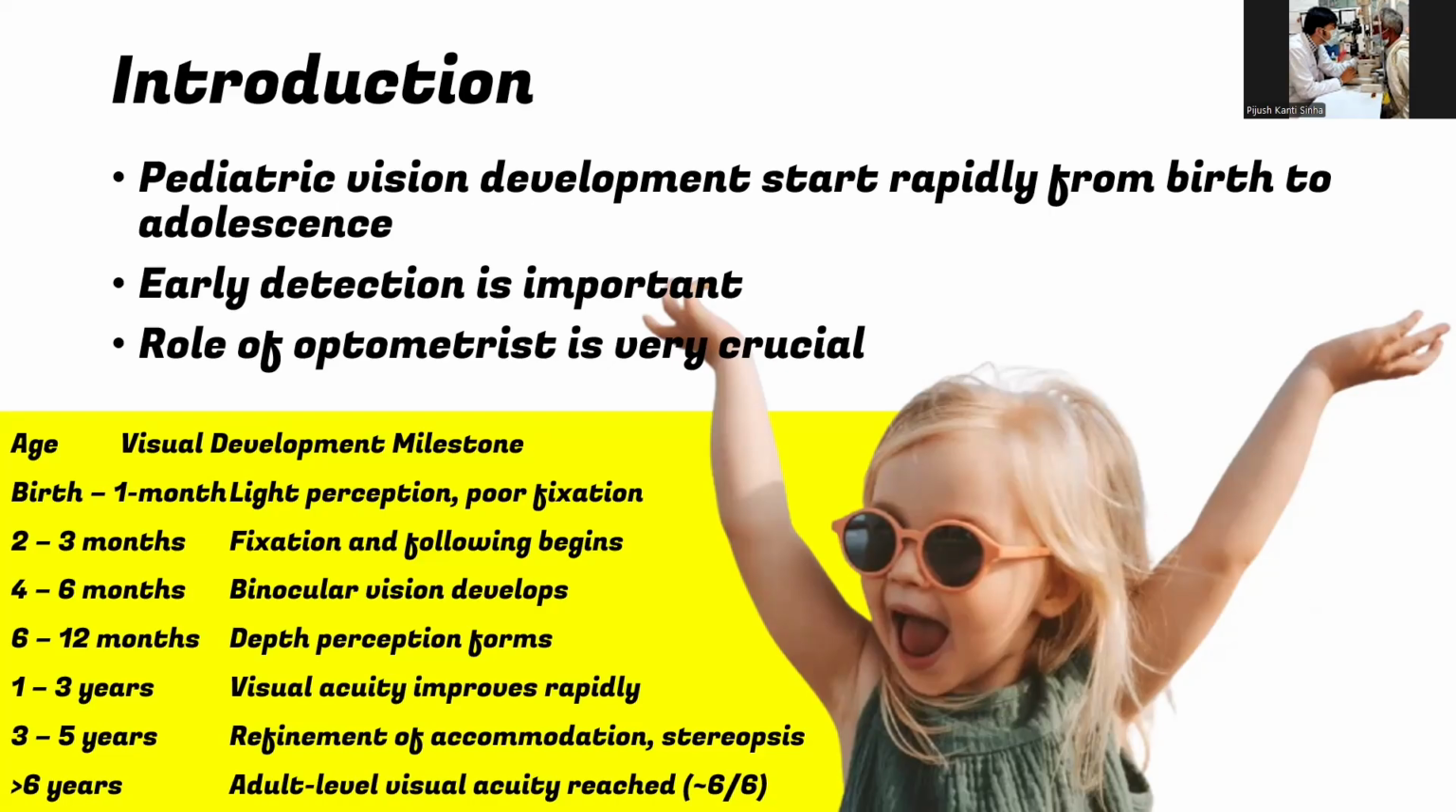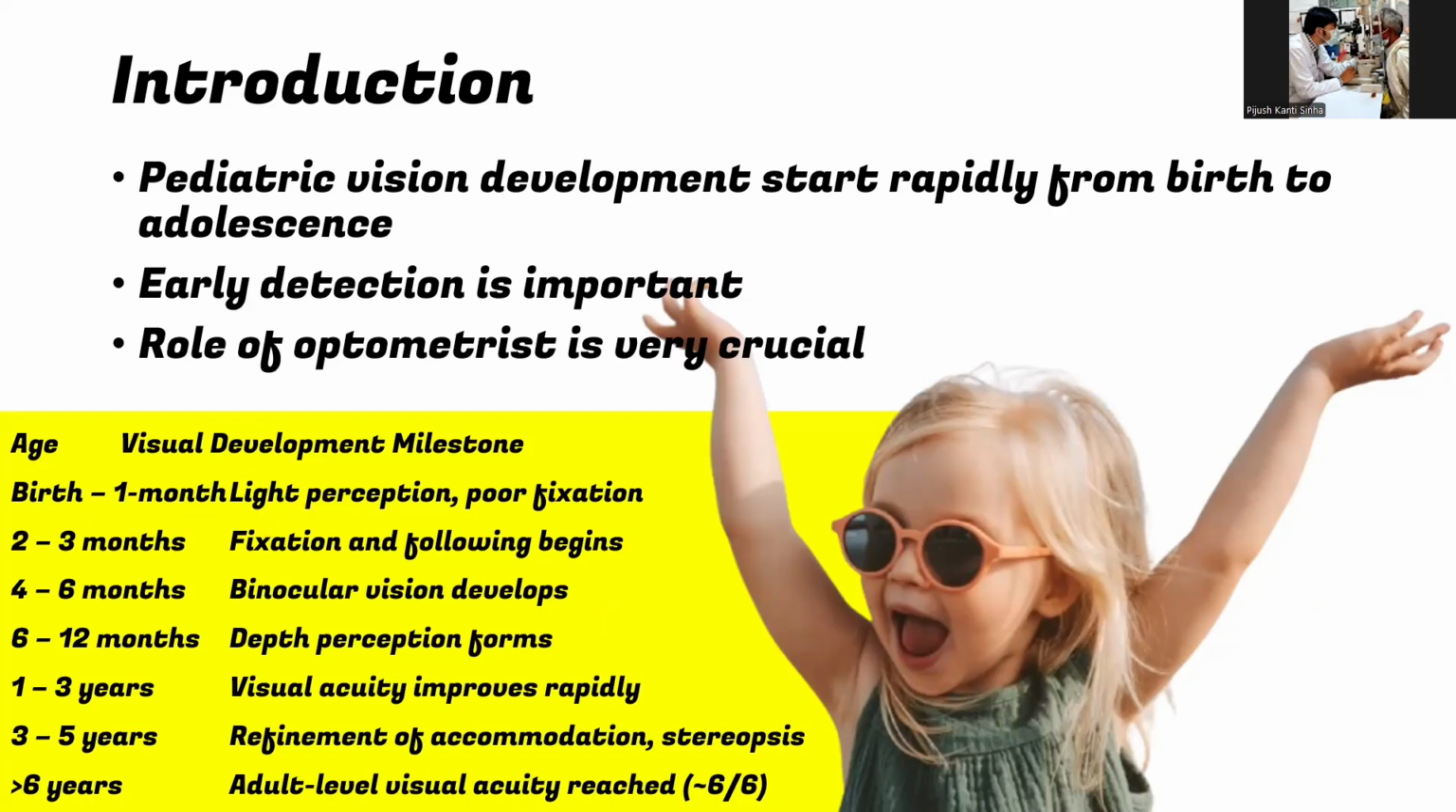Okay, so let's quickly go through how vision develops in children from birth to adolescence or adulthood. First, birth to 1 month. At birth, babies only have light perception. They can detect brightness but not focus well. So fixation is still very poor at this stage.